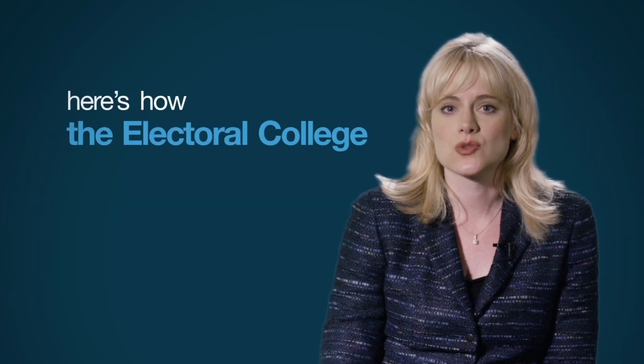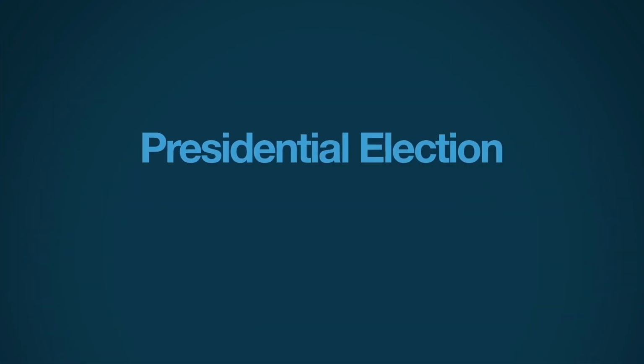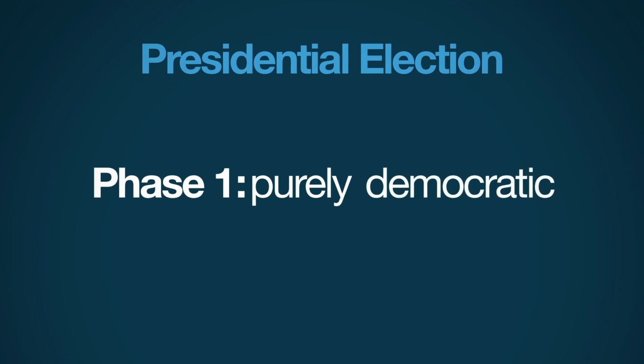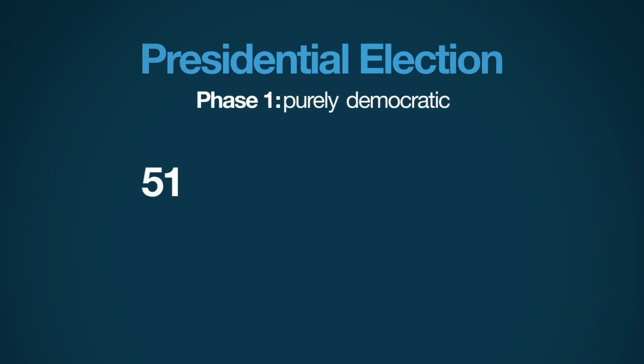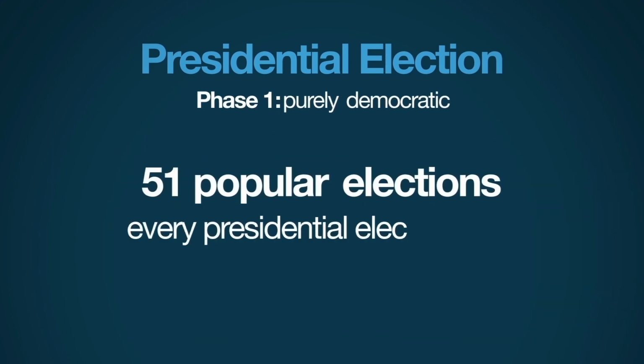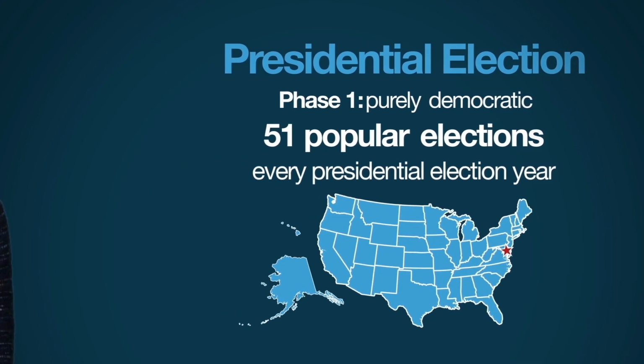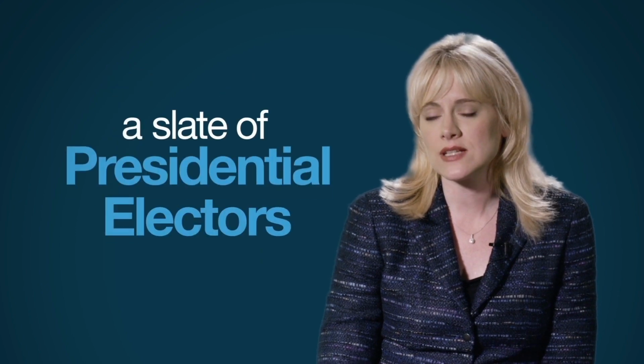Here's how the Electoral College works. The presidential election happens in 2 phases. The first phase is purely democratic. We hold 51 popular elections every presidential election year, 1 in each state and 1 in D.C. On Election Day in 2012, you may have thought you were voting for Barack Obama or Mitt Romney, but you were really voting for a slate of presidential electors.